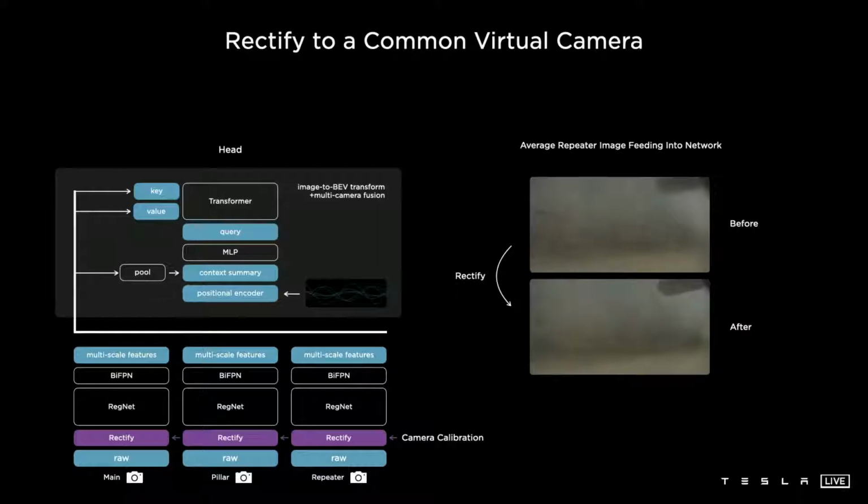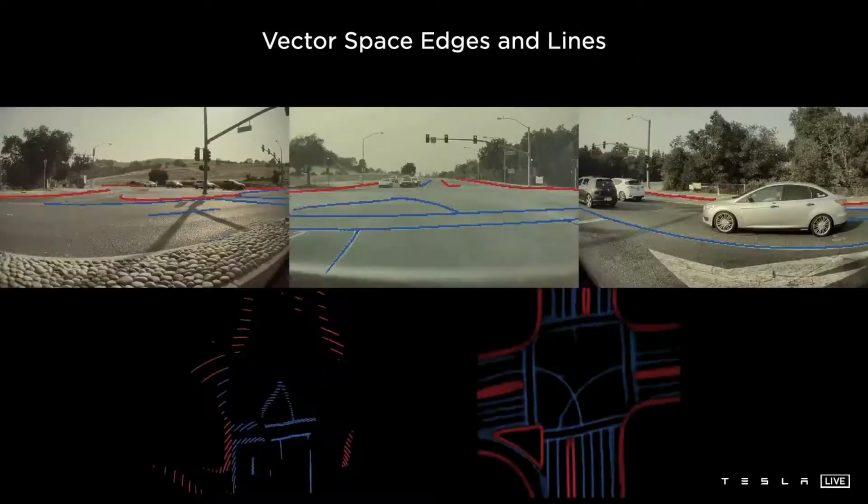So if you were to average up a lot of repeater images, for example, which faced at the back, without doing this, you would get a kind of a blur. But after doing the rectification transformation, you see that the back mirror gets really crisp. So once you do this, this improves the performance quite a bit.